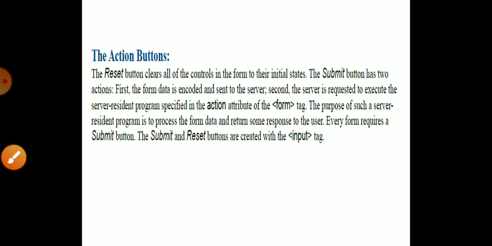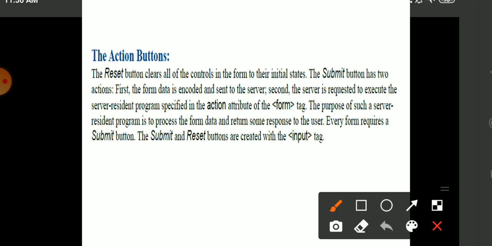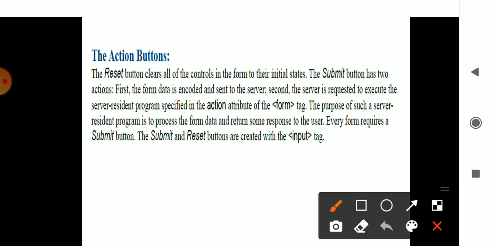Another part in forms is called the action button. Why do you use it? Sometimes you want to perform certain actions on the whole form, and that can be done with the help of action buttons. There are 2 action buttons: submit and reset. Reset clears all the contents so that you can enter them once again. And submit: when everything is perfect and I want to ask the server to take my data and store it on the server side, I use the submit button.